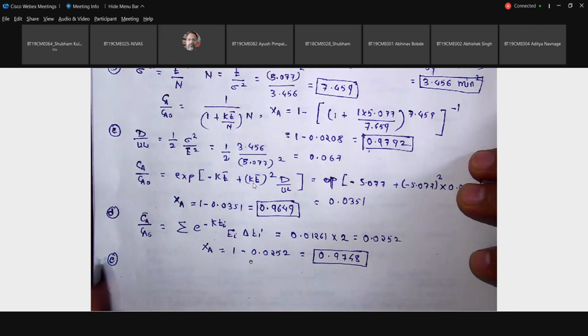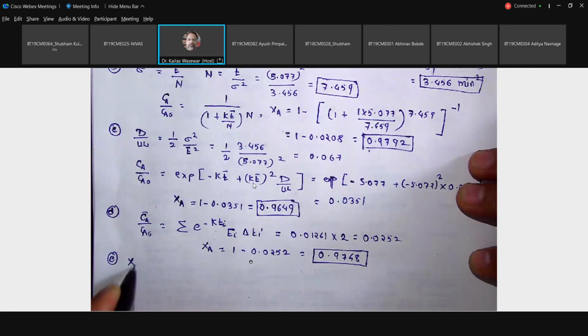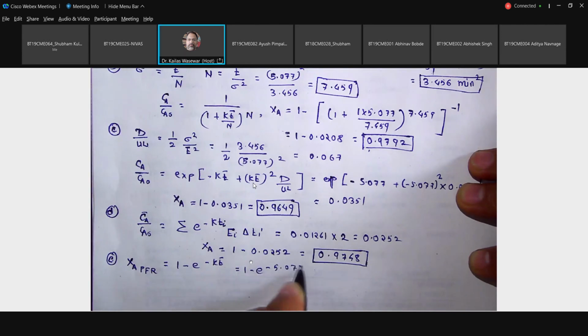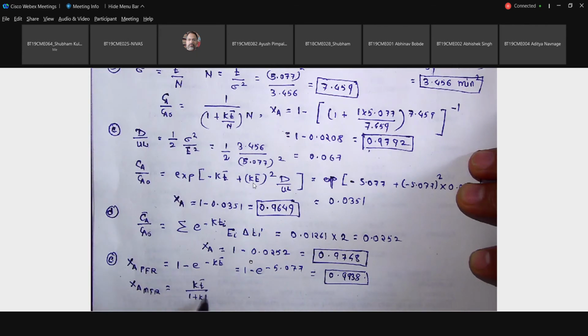Then TFR, so this will be 1 minus exponential of 5.077. So this is going to be 0.9938. Then XA, MFR, so this is giving 0.8354. Okay.